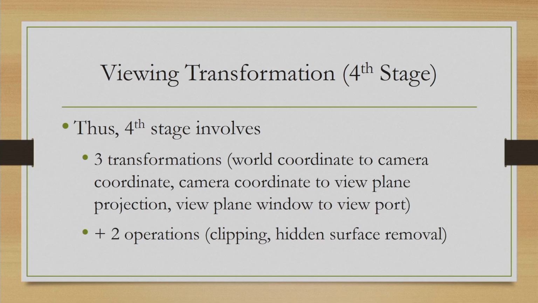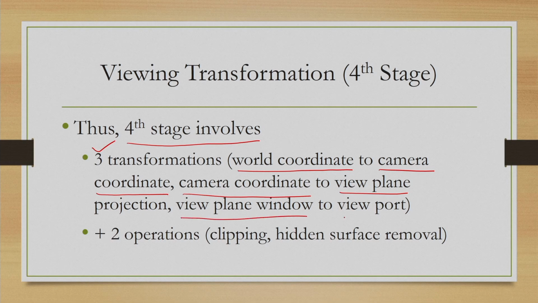So, in summary, what we can say is that in the fourth stage there are three transformations. What are those transformations? First, we transform from world coordinate scene to camera or view coordinate scene. Then from camera coordinate scene we perform the projection transformation to view plane. Then the view plane window is transformed to the viewport. So, these are the three transformations.